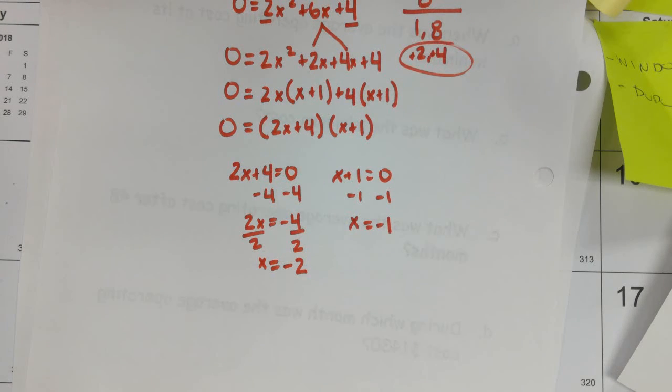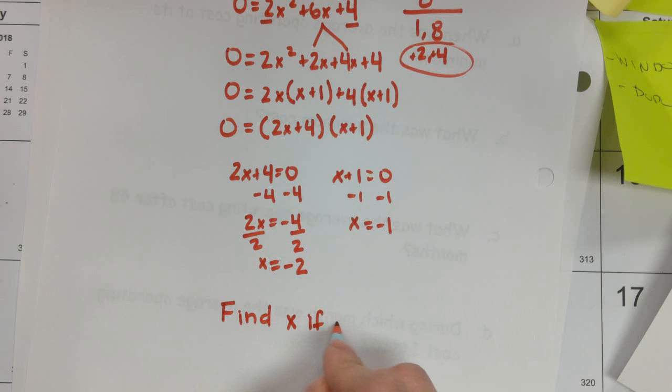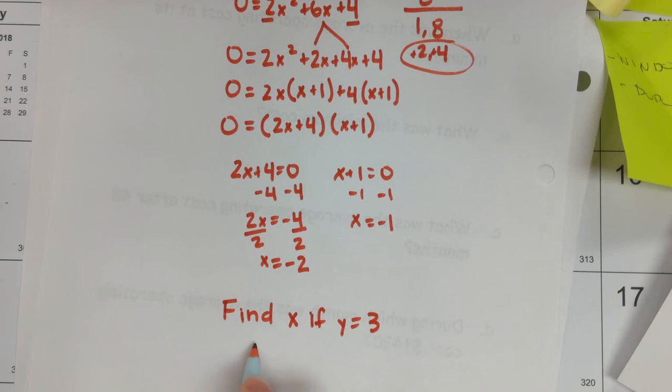If you wanted to try another example of that, I would say you're going to find x, again you're finding 2, if y equals 3, and your equation that you're using is going to be y equals 2x squared minus 5x.